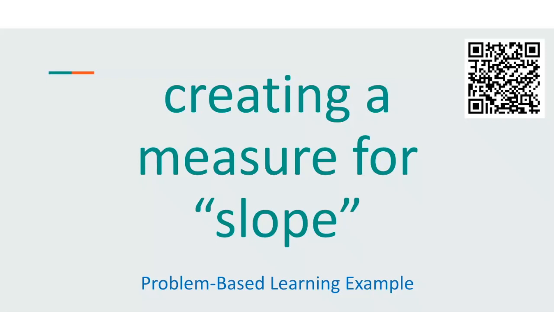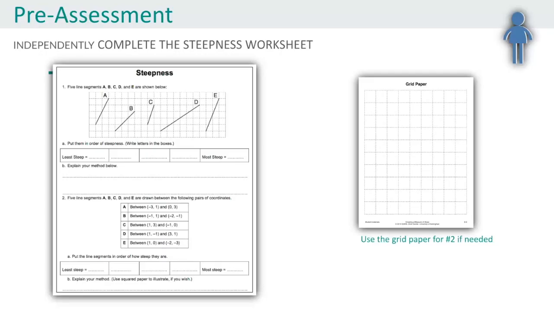I'm going to think out loud how I scaffolded this PBL lesson to make it more inclusive for all of my learners. This grade 6 lesson begins with a pre-assessment to see what students know already about the concept of slope, which they are calling steepness in this lesson. We are also checking to see if students can plot coordinate points and create line segments from those coordinates and then put them in order from least to most steep.